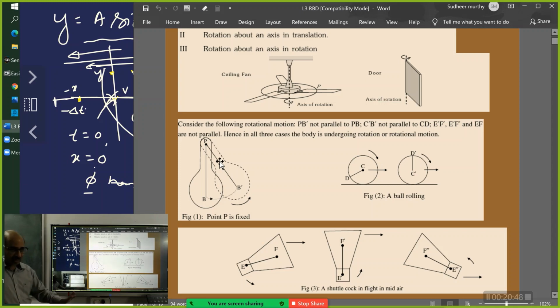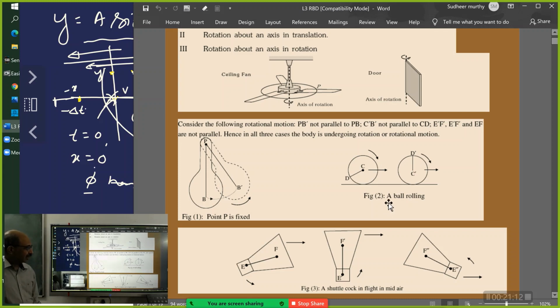This is a body. Now if you take any particle of this body, or any two particles of this body, what will those any two particles of the body do? Curvilinear translation. Yes, curvilinear translation. Got it? Any two particles, please appreciate it.